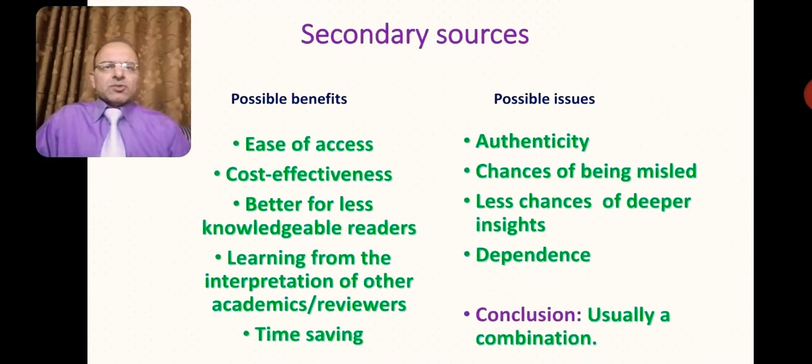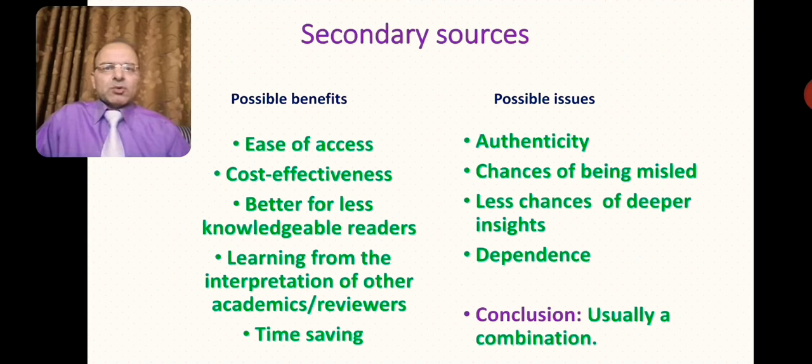Then secondary sources also have certain benefits and certain possible issues. The benefits include ease of access. It might be relatively easier to have access to the secondary sources. Then the cost effectiveness. In many cases, secondary sources might be cost effective or better for less knowledgeable readers. Again, less knowledgeable readers who do not have in-depth understanding of that particular field, especially in the beginning of their research as student researchers.